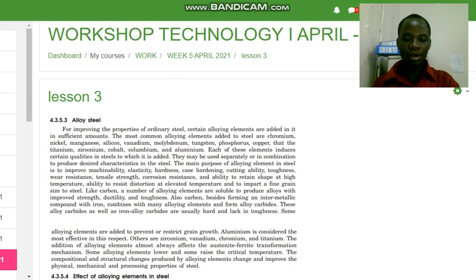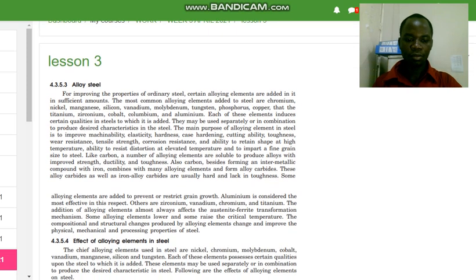The addition of alloying elements almost always affects the austenite-ferrite transformation mechanism. Some alloying elements lower and some raise the critical temperature. The compositional and structural changes produced by alloying elements change and improve the physical, mechanical, and processing properties of steel.